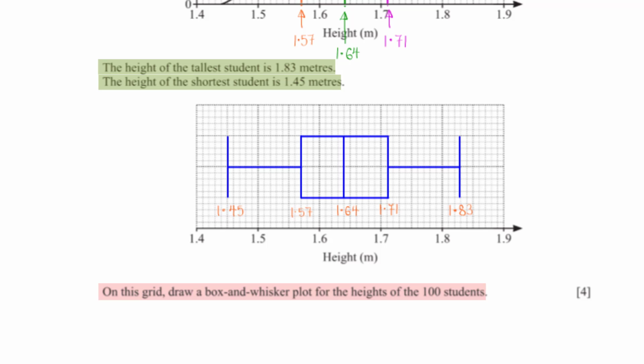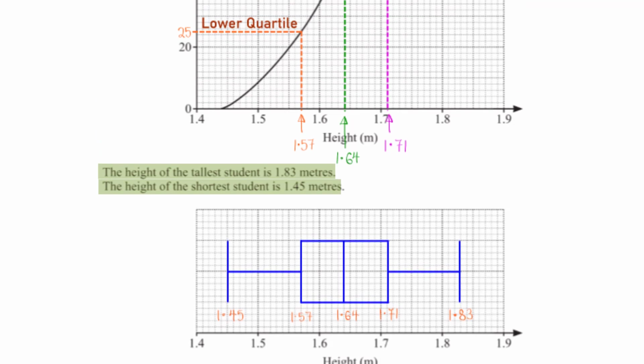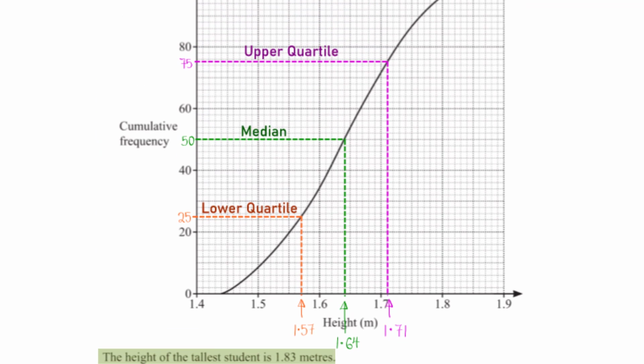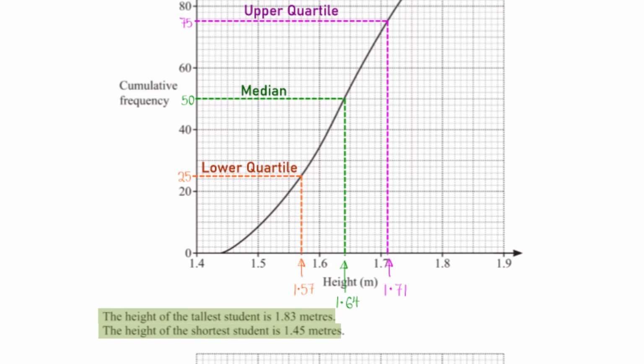So on the box and whisker plot, let's map out the maximum height and the minimum height. We've been given the maximum height as 1.83 meters and the minimum height as 1.5 meters. In addition to these heights, we also need to find the median height, the lower quartile, and the upper quartile. So from the cumulative frequency diagram, the median is 1.64, the lower quartile is 1.57, and the upper quartile is 1.71.